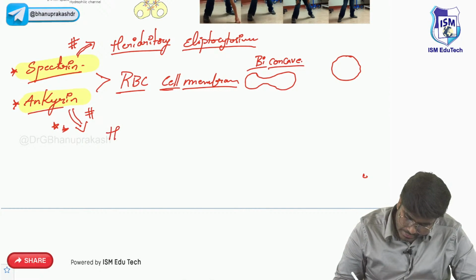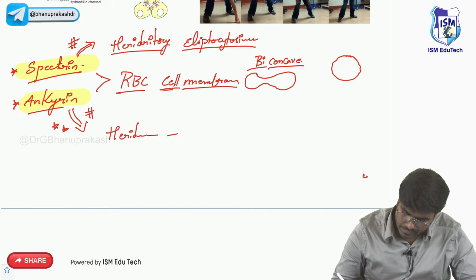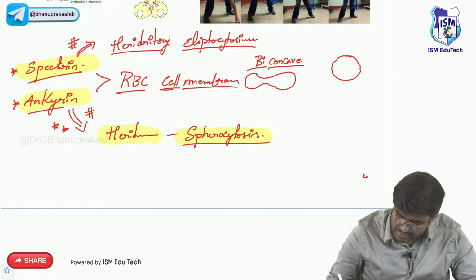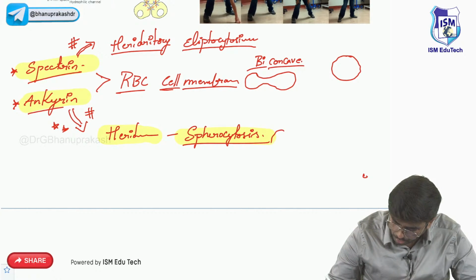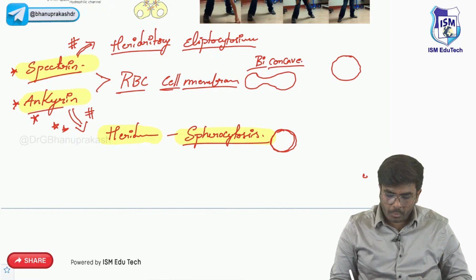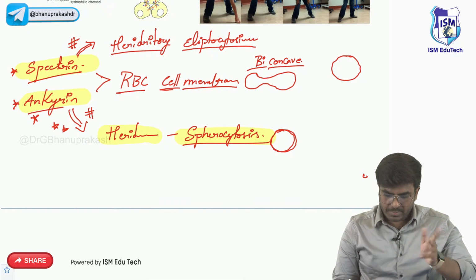Ankyrin defect will cause hereditary spherocytosis. Okay, spherocytosis. This is the MCQ. It means RBCs are becoming more like a sphere or round shape. Hereditary spherocytosis is due to defect in ankyrin. Very important. So two important peripheral proteins are completed, ankyrin and spectrin.